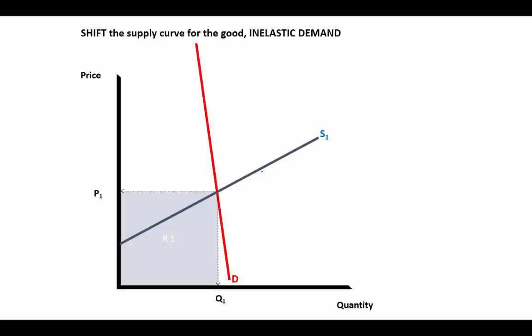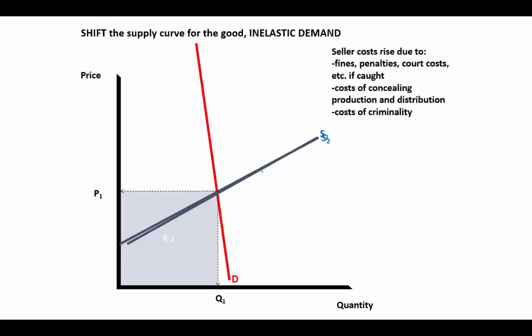And what does prohibition do if we interdict the suppliers, if we have the police out there doing drug raids, kicking down doors, seizing supplies? What this does is shift the supply curve up, right? And remember, the supply is the cost curve. Seller costs rise because of the higher fines, penalties if they get caught, costs of concealing the production and distribution, costs of operating in the black market, basically the costs of criminality. So costs go up, shifting the supply curve up and to the left.